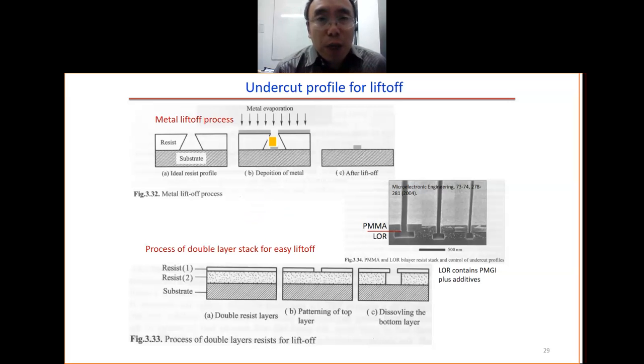So for the research, we often do the lift-off process. For the lift-off process, ideally we want this kind of undercut profile, something like this. So you have the resist, you coat the metal, and you get a good, easy lift-off.